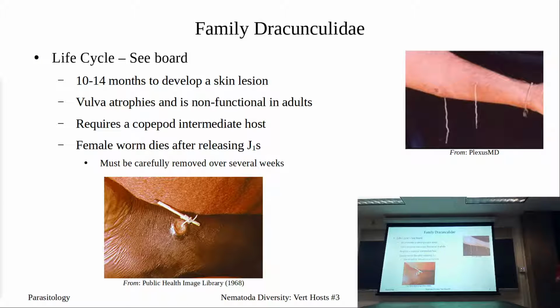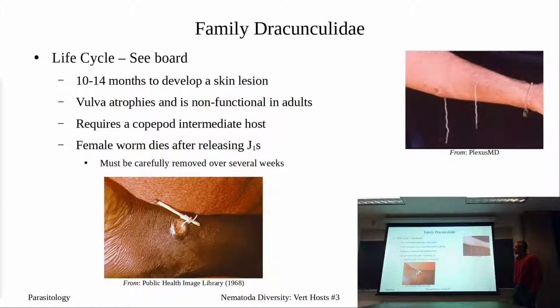All right, so key points for the life cycle. We said it's going to take about 10 to 14 months to develop this blister, this skin lesion. When you first get infected, it takes a while. This worm has to develop, and it undergoes that migration. It goes to one of those 2 regions, normally the lower regions, before the female undergoes her final migration to form this lesion, this blister.